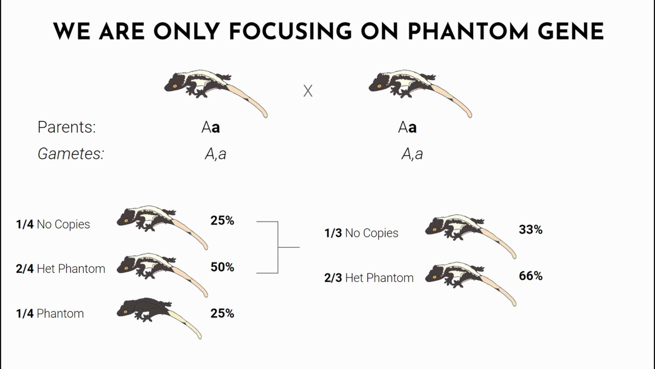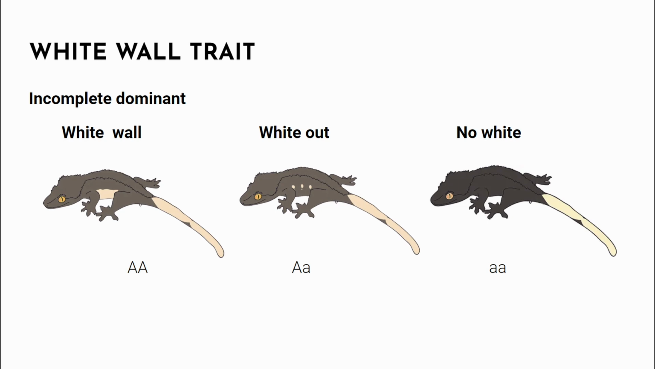Out of the 3 kids that do not look phantom, there are 2 kids that are heterozygous for phantom. Now visually, we cannot tell them apart, but 2/3 of the kids are going to be heterozygous, and 1/3 of the kids is not going to have any copies. That's why it is good to indicate that there is a 66% chance of the not visual phantom kid to be a heterozygous phantom. Now let's take a look at incomplete dominant mutations.